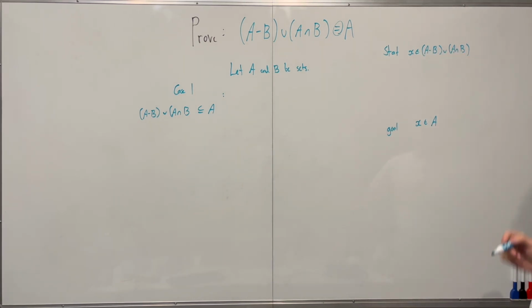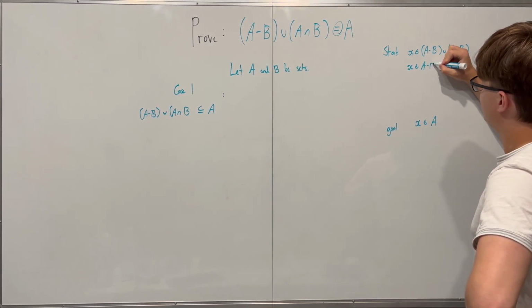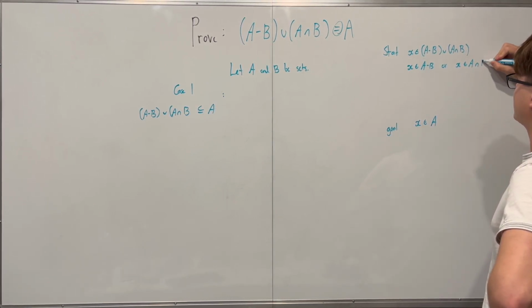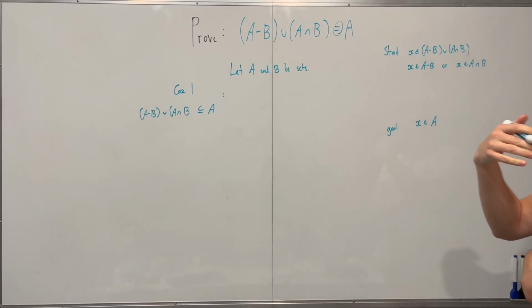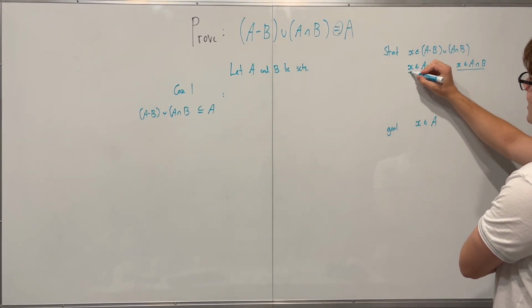Well, first let's figure out what it means for any element to be in this set. Well, it means that X is going to have to be an element of A minus B, or X is going to have to be an element of A intersection B. Okay, this gives us two cases we have to check. Well, this case has to get us to our goal, and this case has to get us to our goal.